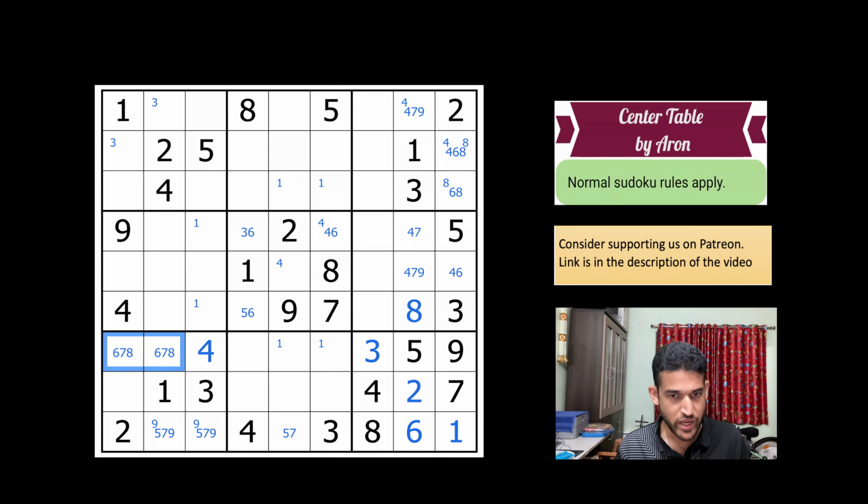And let's look at row 8 now. 1, 3, 2, 4, 7. So 5, 6, 8 and 9. You have a 9 here. This is 5, 6, 8. 5, 6, 9. 5, 6, 8. And you have 5, 8 here. So this is 6 and a 9.